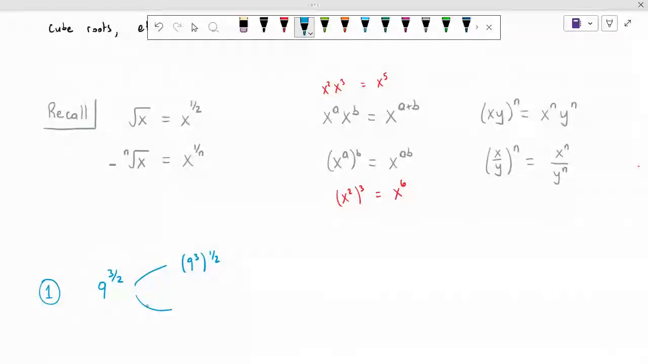Okay. But the other way you can think about 9 to the 3/2 is 9 to the power of 1/2 and then taking that and cubing it. Okay. Between these two approaches, I think the second one is simpler because 9 to the 1/2 is just taking the square root of 9, and then we'll cube that. We know the square root of 9 is 3, so this is 3 cubed. If you multiply 3 three times, you get the answer of 27, okay?